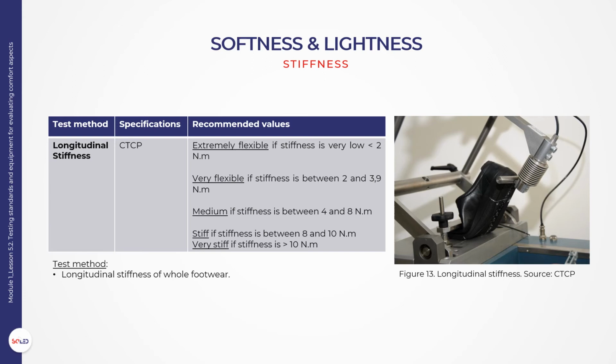If the stiffness is between 2 and 3,9 Nm, the product is very flexible. Medium flexible if stiffness is between 4 and 8 Nm. It is considered stiff if it is between 8 and 10 Nm and very stiff if greater than 10 Nm.